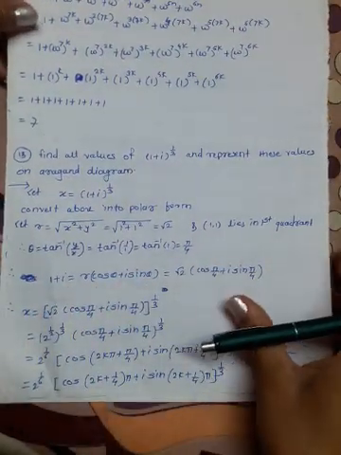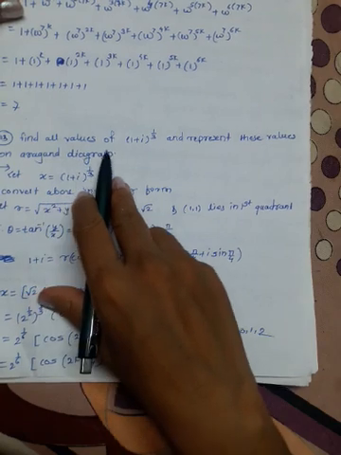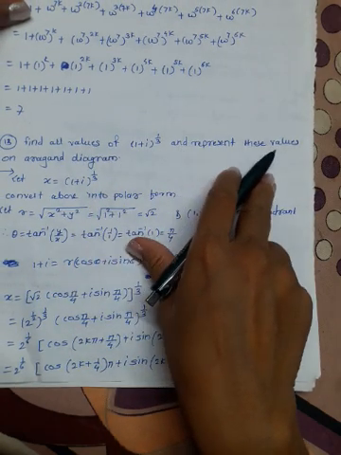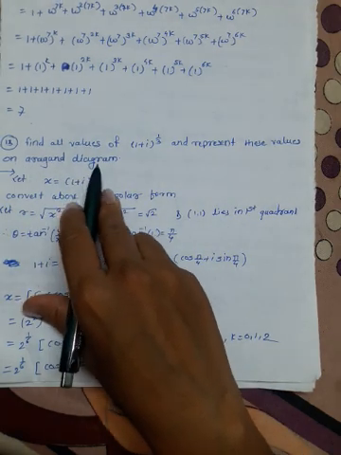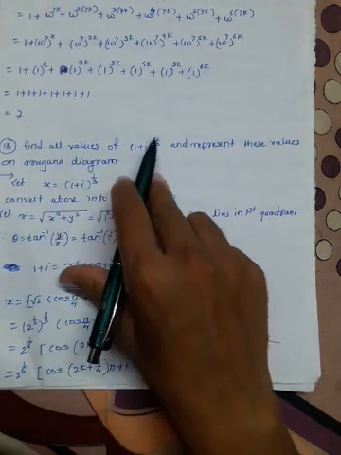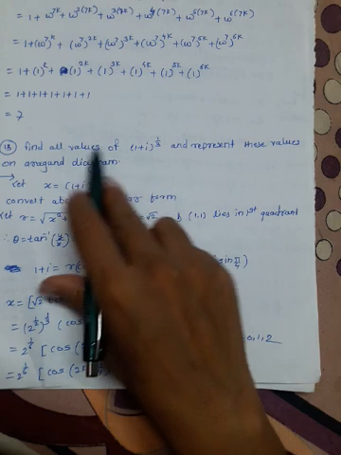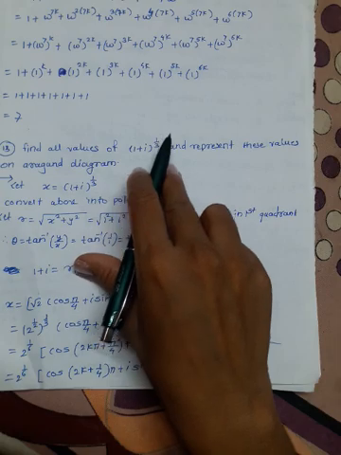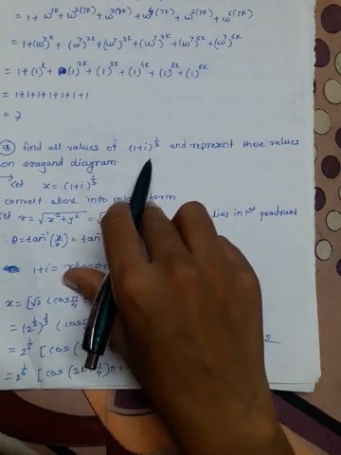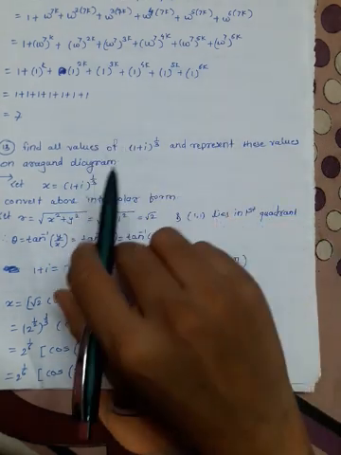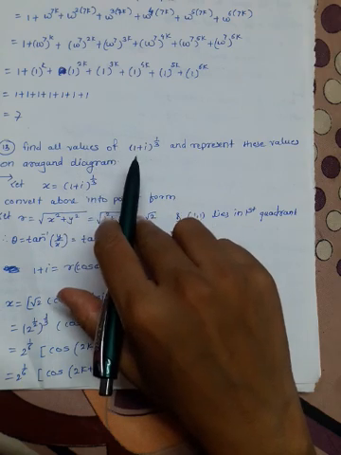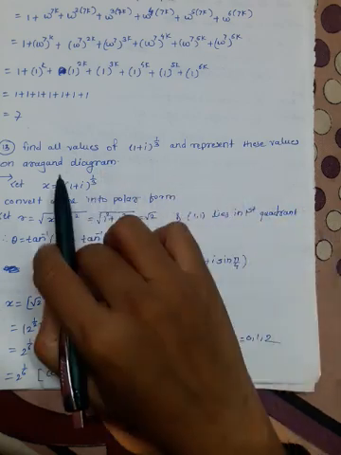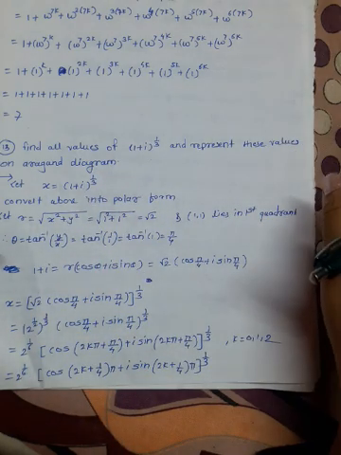Now let us see the next example. Find all values of (1 plus i) raised to 1 by 3 and represent these values on the Argand diagram. That means find all roots of this complex number. How many roots are there? Raised to 1 by 3 means 3 roots are there of this complex number. We have to find those 3 roots, and we have to show those roots, which are complex numbers, in the Argand diagram.